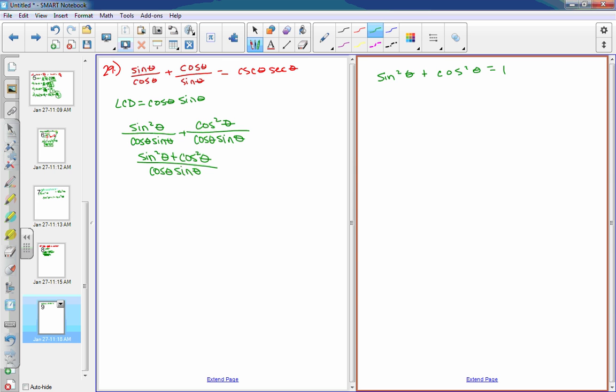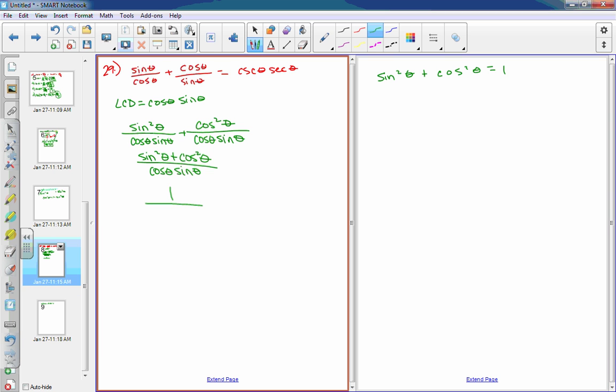Trig identities, trig identities, trig identities. Anytime you hear me say that, a bell should be sounding off in your head, that's what I'm talking about, folks. You need to utilize those trig identities. So that entire numerator turns into what? It turns into 1. So I have 1 over the cosine of theta times the sine of theta.